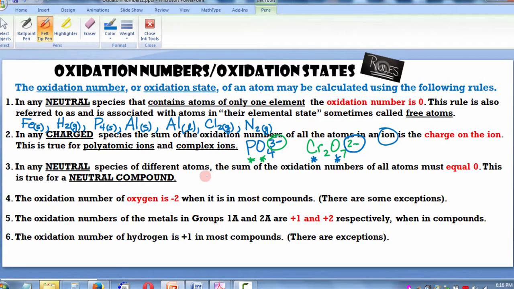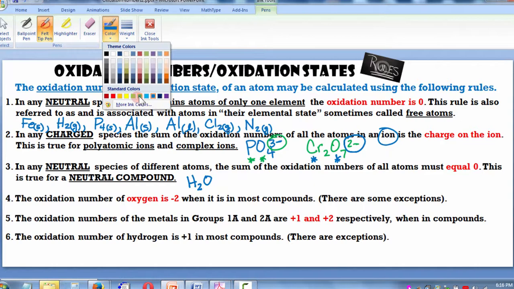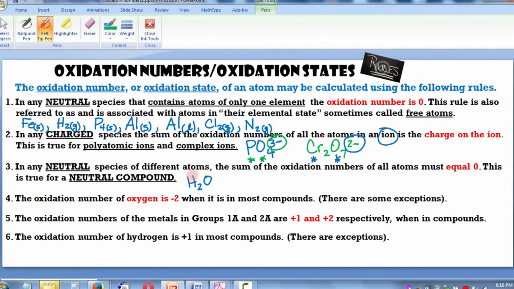Rule number 3. For a neutral species, a neutral compound, the sum of the oxidation numbers must equal 0. So if we had water, which is molecular but also neutral, the sum of the oxidation states for 2 hydrogens and 1 oxygen must add up to be 0.